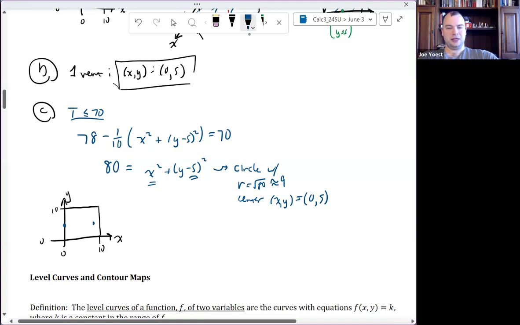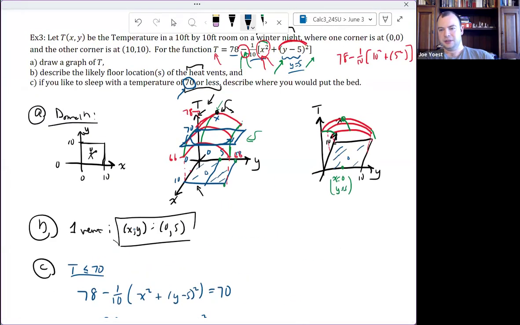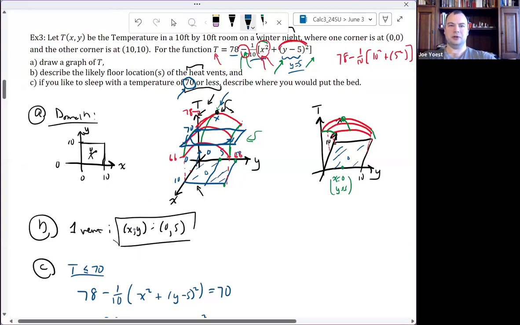And then as I rotate around, I should get a circular arc that maybe looks something like this. Now, if I want the temperature to be less than or equal to 70, should I be closer to 0, 5 or further away? Should I be more up here or more down here? Well, of course, further away.